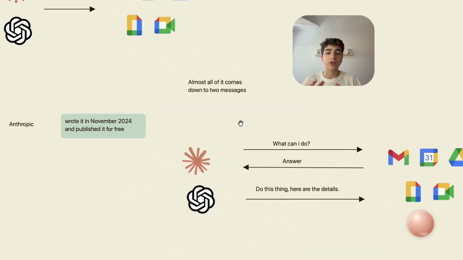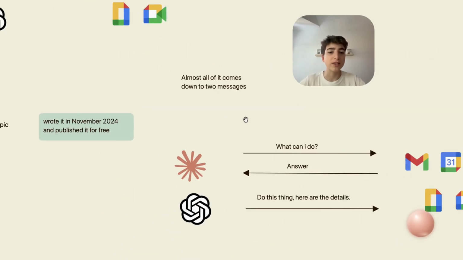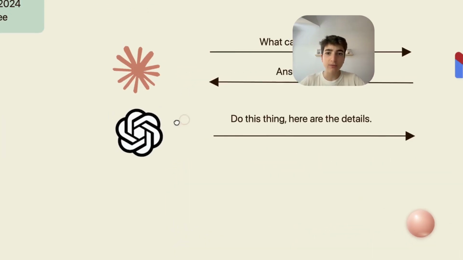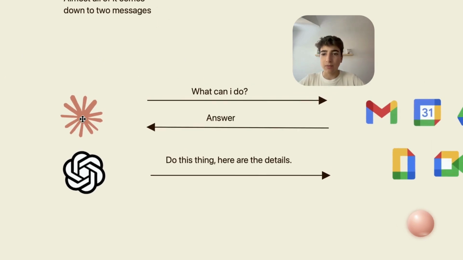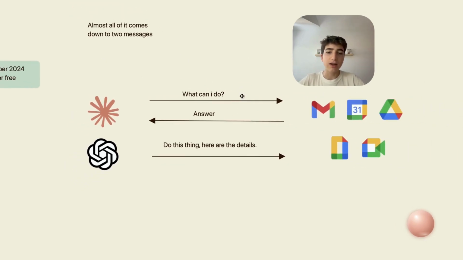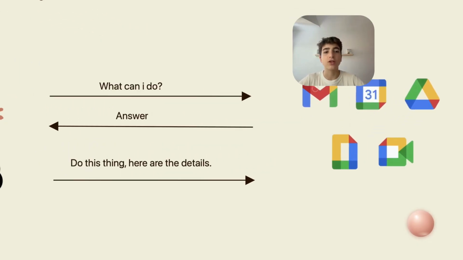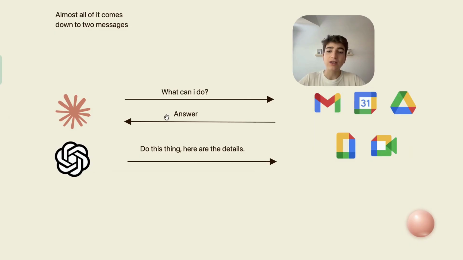Almost all of that message Anthropic wrote comes down to two messages. We have the AI chatbots here, Claude or ChatGPT, and this is how it works. For example, Claude says, "What can I do?" And it asks the tool you want to be connected to, for example Gmail. And Gmail answers, and it tells it what it can do.